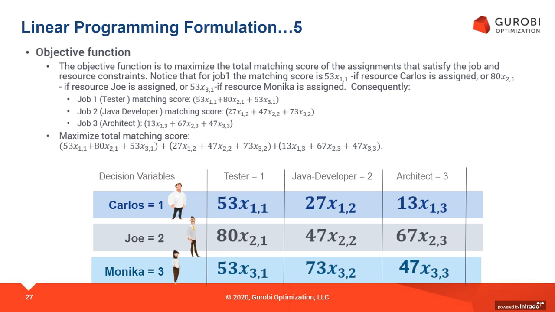Or Monica can be assigned to the tester job, X31 will be equal to 1, and the matching score will be equal to 53. So when we are looking at the tester job, we can write this term in the objective function. It will be 53 X11 plus 80 X21 plus 53 X31. And if you look at the other jobs, you can use the same reasoning and you will have this other term. So the objective function, maximize the total matching score, will be the summation of essentially all the terms that we have in this particular table.